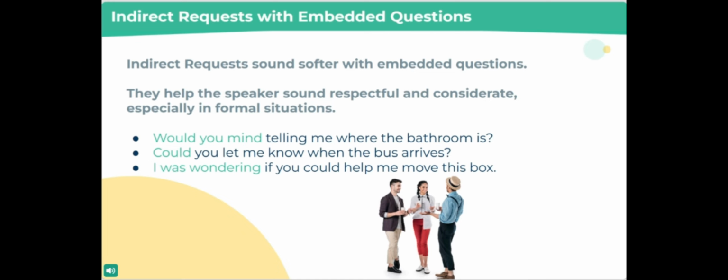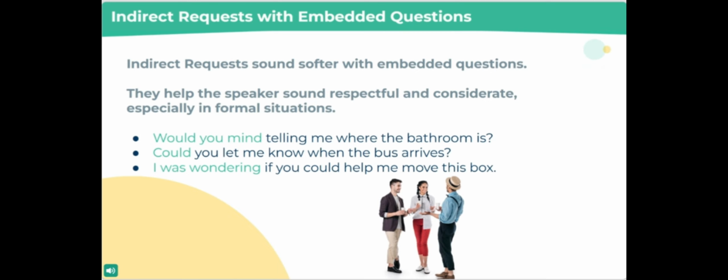Would you mind telling me where the bathroom is? Could you let me know when the bus arrives? I was wondering if you could help me move this box. Okay, well, I'm going to read through those a second time.